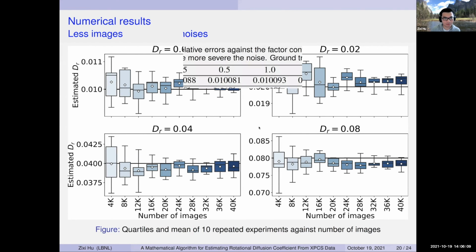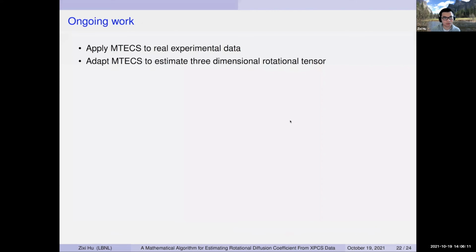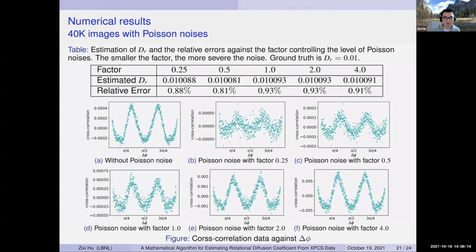In real experiments, the detector can receive only an integer number of photons, which introduces some extra noise. This kind of photon counting noise can be modeled by a Poisson random variable. In the last experiment, we added a different level of Poisson noise to every image collected. Here DR is fixed to be 0.01, and the level of Poisson noise is controlled by the factor multiplied to the intensity collected. Since the smaller the data, the more severely it suffers from the Poisson noise, in the experiment the data multiplied by 0.25 is the noisiest one.